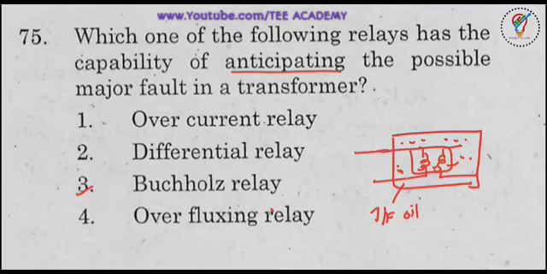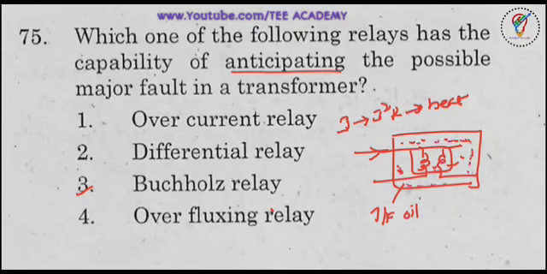When overloading happens in the transformer winding, overloading means more current will flow. Because the current flows, there will be I square R losses, we can call them copper losses. Because of these copper losses, there will be heat. Because of that heat, the transformer oil is going to be heated, and the heat is transferred to the transformer oil surrounding the windings.